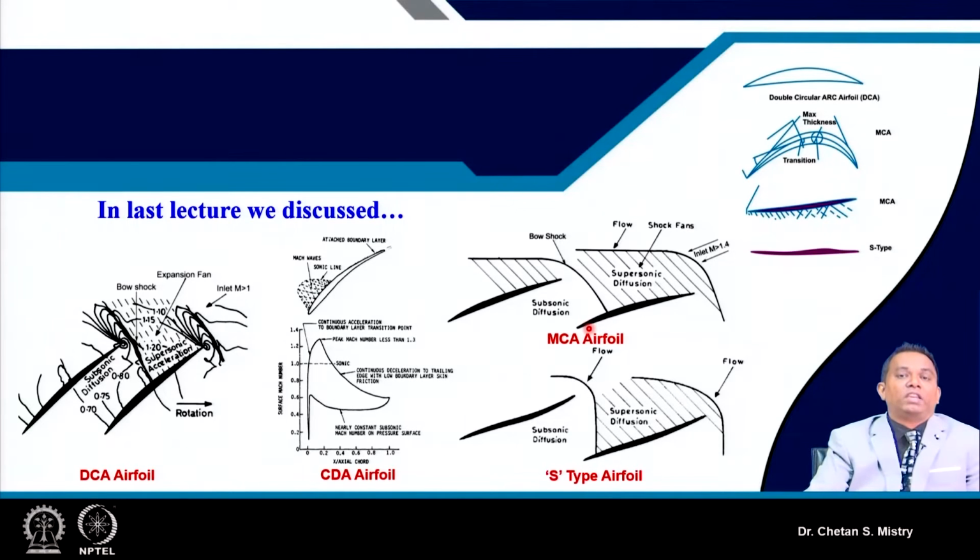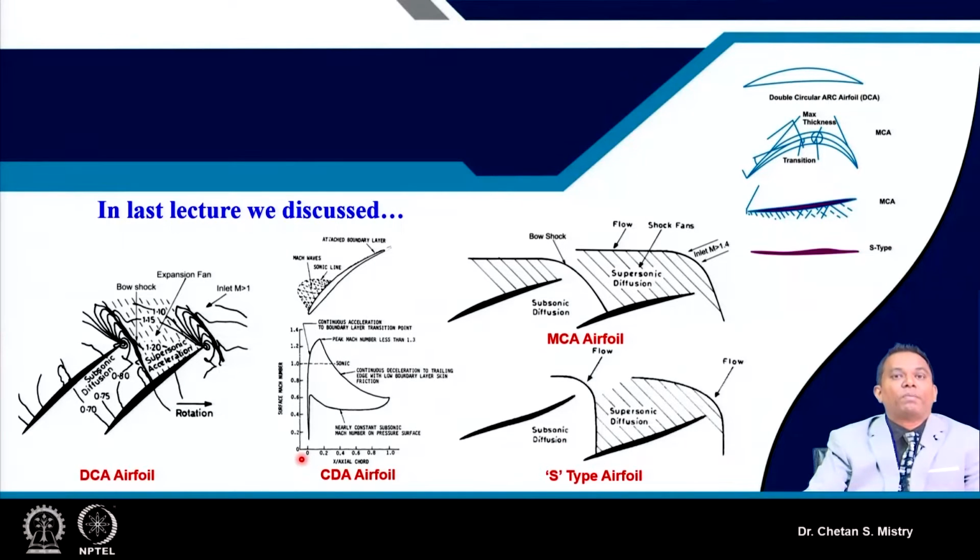Even going crazy, if we have an inlet Mach number in the range of 1.8 or 2, we can go with the S-type aerofoil. We can say that when our blades are highly staggered, this kind of aerofoil can be used straightaway. Most of the diffusion in the S-type aerofoil is supersonic diffusion, and only a small portion is subsonic diffusion. So we are able to achieve very high pressure rise using such aerofoils.